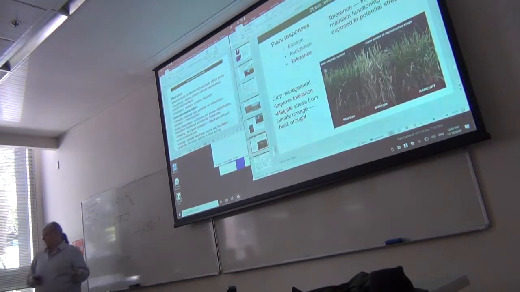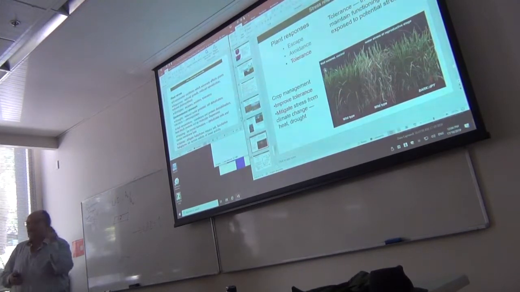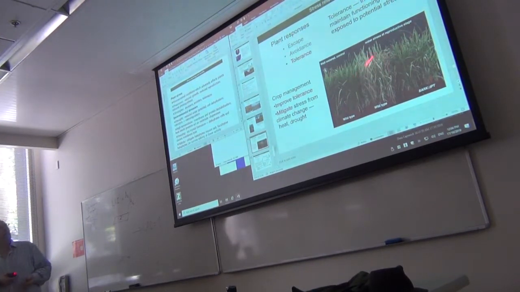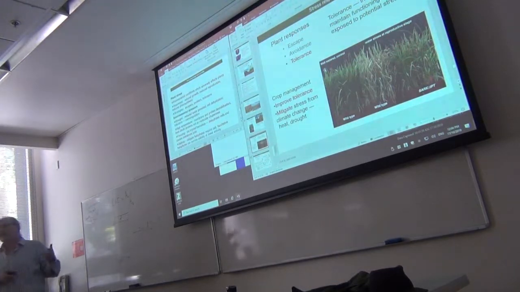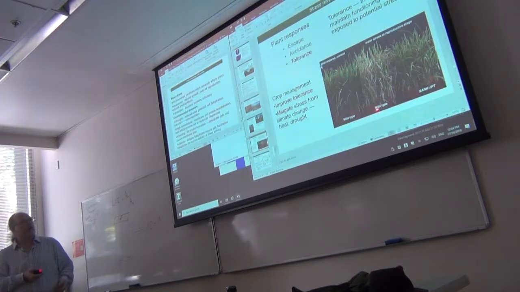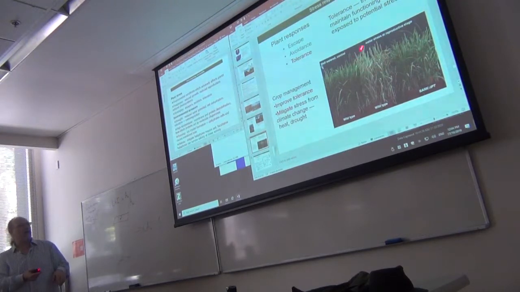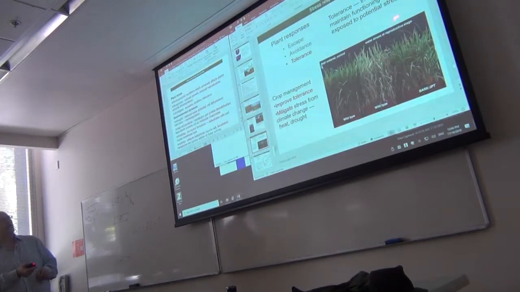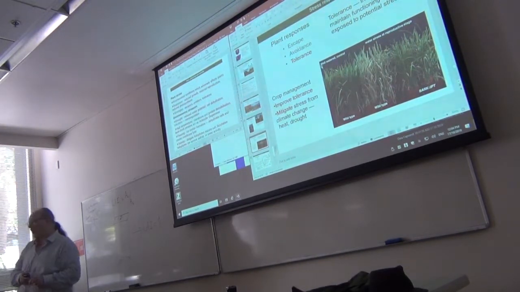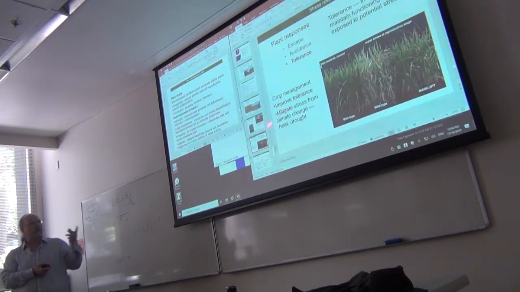And finally, tolerance. Tolerance is probably the most studied. It's the most important for agriculture, and tolerance is just being able to live with the stress and continue functioning. So here what we're showing you is rice. This is a wild type rice with no water stress. This is a wild type rice with water stress, not doing too well really. And this is a transgenic rice with water stress.